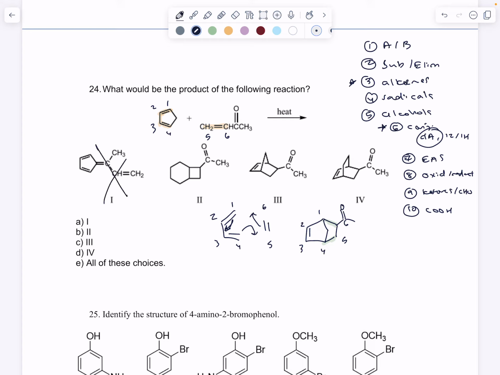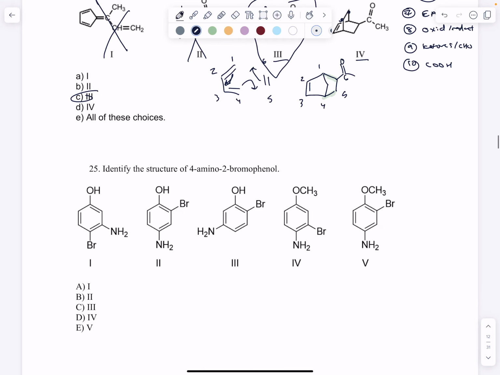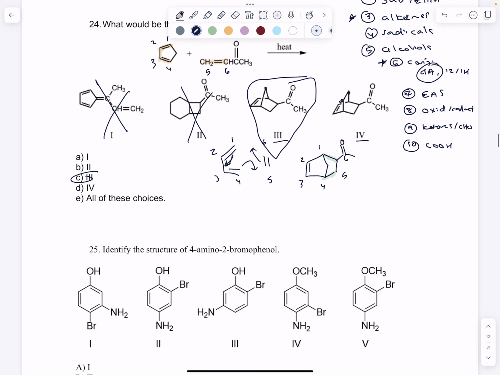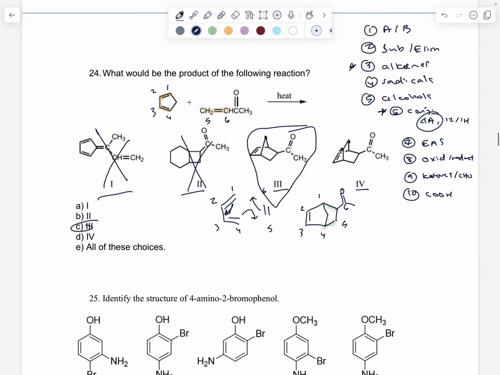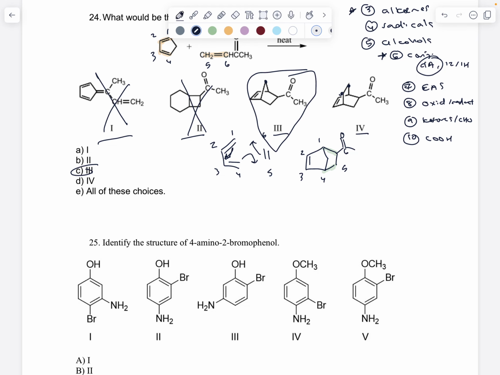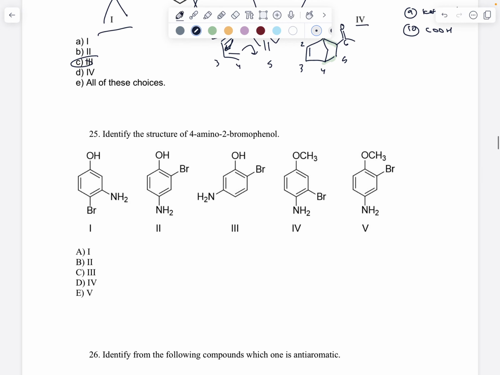So I can immediately get rid of 1 because it doesn't have the bridged bond, and 2. These 2 are both good options, but this has 1 carbon in the bridge, and this has 2 carbons in the bridge. We only had 1 carbon in our bridge, so I'm going to go with answer choice C. And if, again, you weren't sure, you could eliminate 1 and 2 immediately because there's no 6-membered ring with a double bond, so we know that those wouldn't be Diels-Alder. So even if you're not sure, you can narrow it down some.